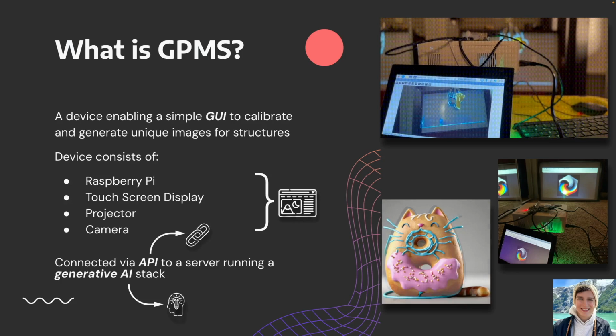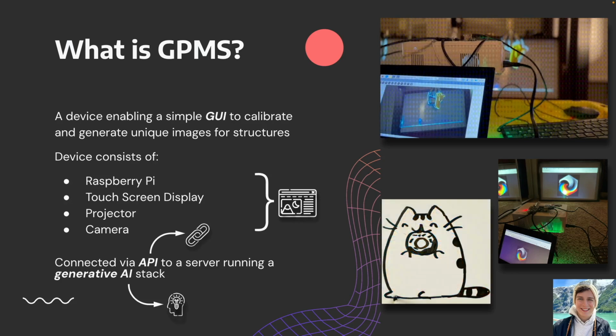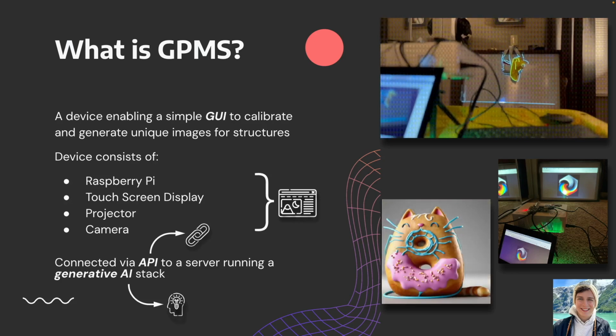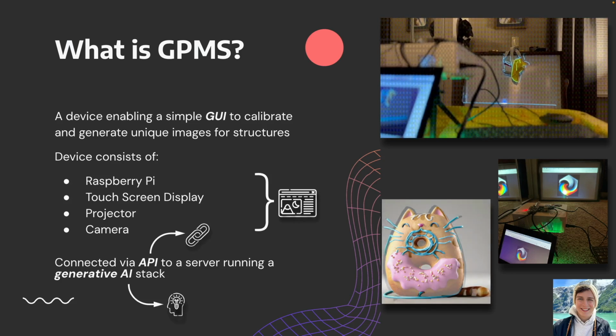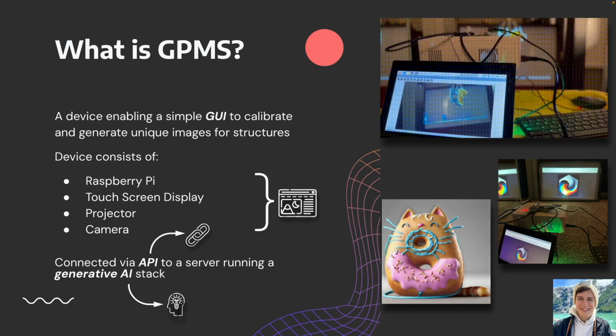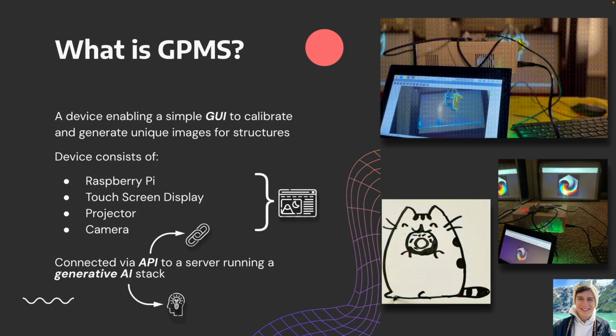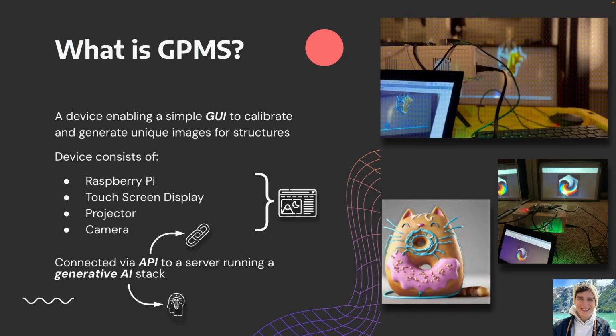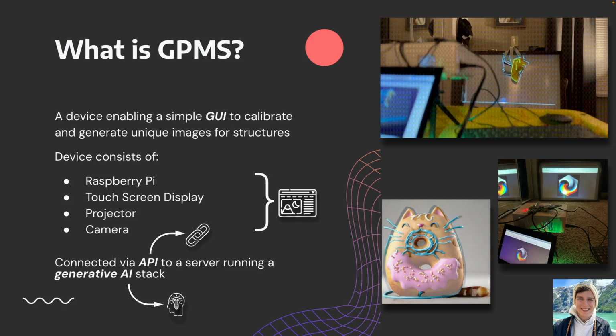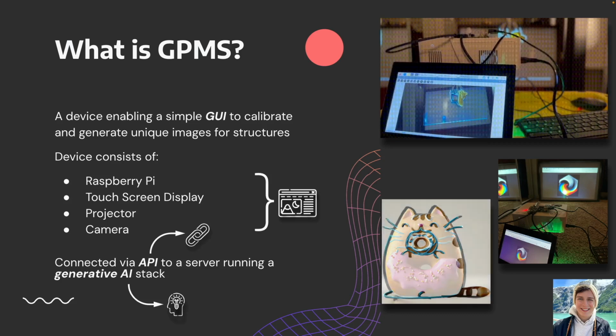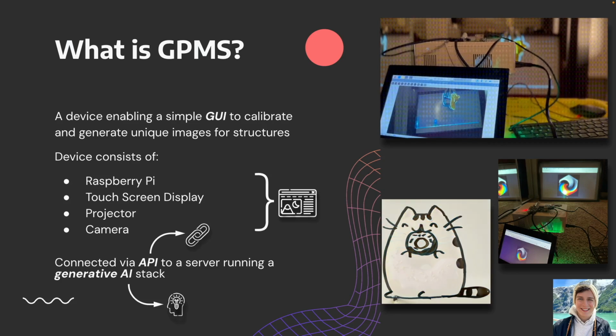GPMS is your Generative Projection Mapping System. GPMS is a system designed to transform any physical structure into a canvas for AI-generated art. It consists of Raspberry Pi 5 connected to a touchscreen display, projector, and camera. The user starts by calibrating the projection area via software and aligning the projector's field of view with the target structure, as shown in the animation above.